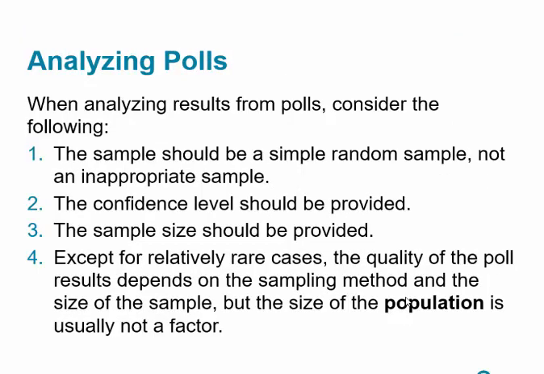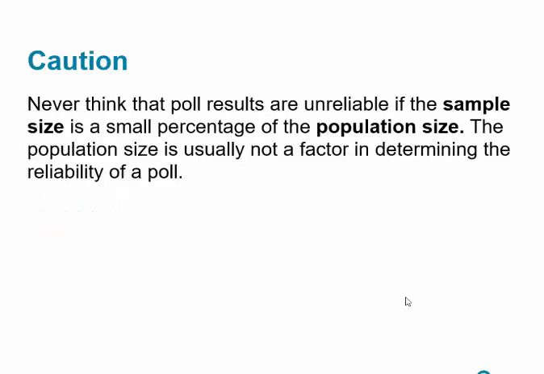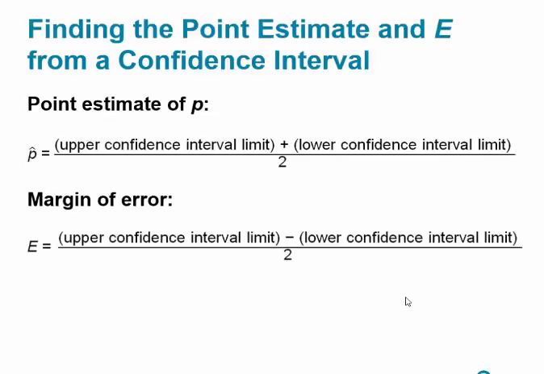Analyzing polls. When analyzing polls, consider the following. The sample should be a simple random sample, not an inappropriate sample. Confidence level should be provided. Sample size should be provided. And except for relatively rare cases, the quality of the poll results depends on the sampling method and the size of the sample, but not the size of the population. Never think that polls are unreliable if the sample size is a small percentage of the population size. Again, the population size is usually not a factor determining the reliability of a poll.